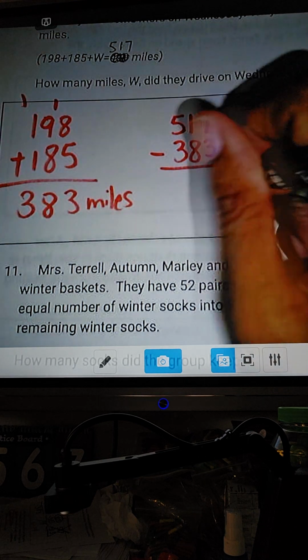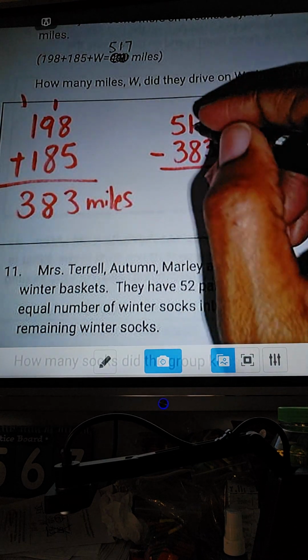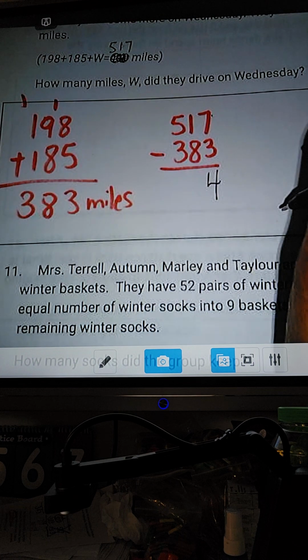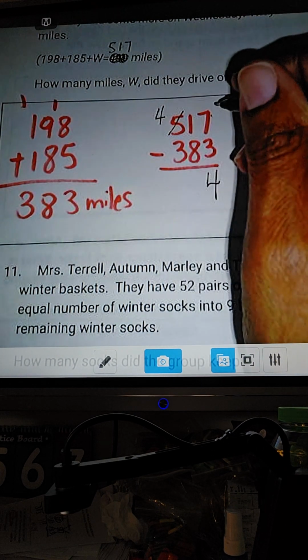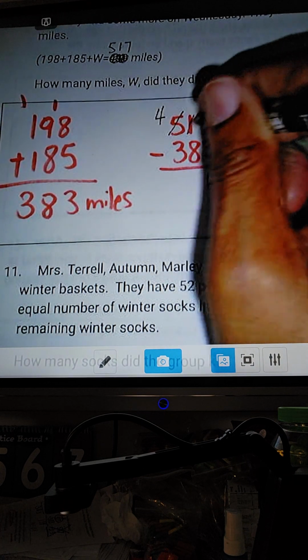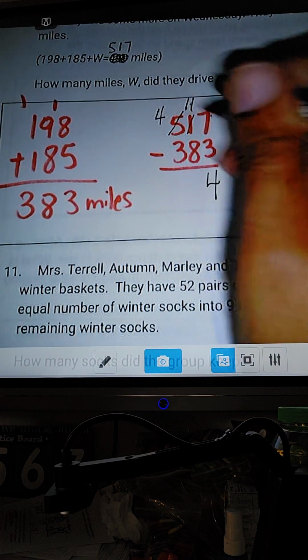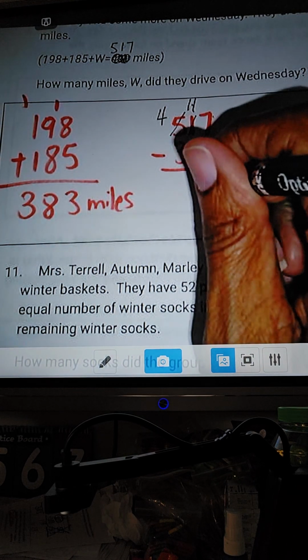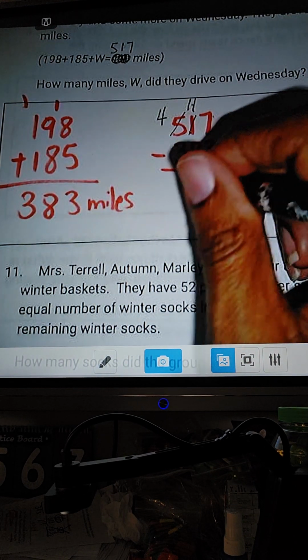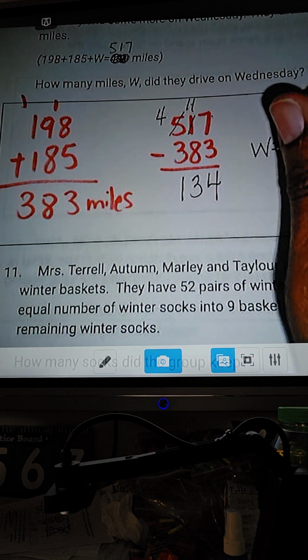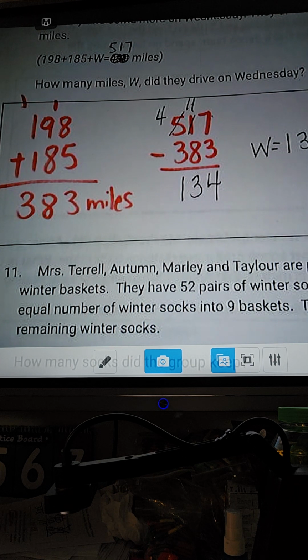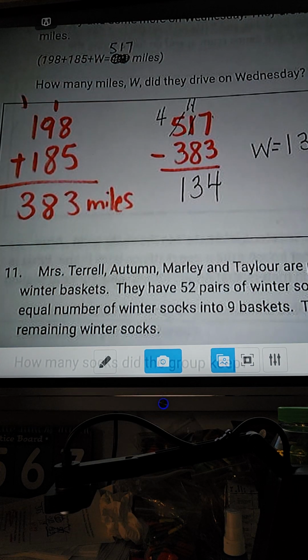7 minus 3 is 4. If I've got 110, I cannot take away 8. I gotta regroup. That becomes 400s. 100 becomes 10 hundreds plus that 1 is 11 tens. 11 tens take away 8 leaves 3, and 4 minus 3 is 1. W equals 134. What is it?